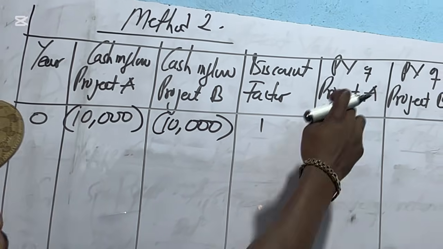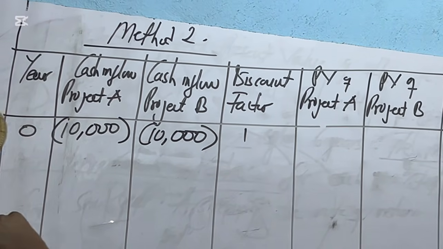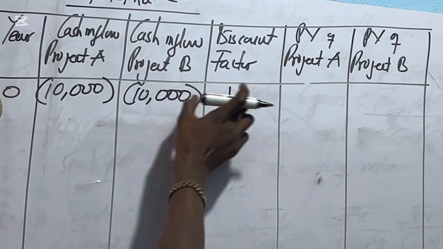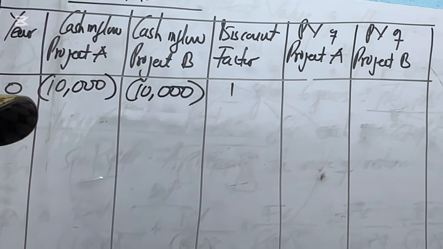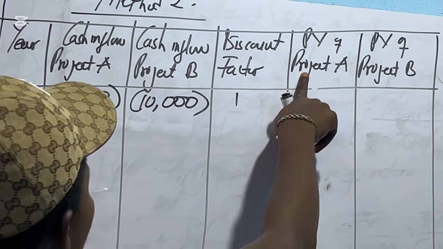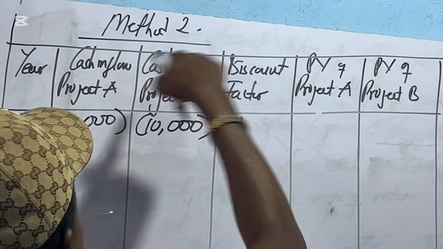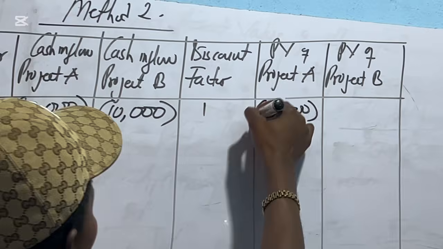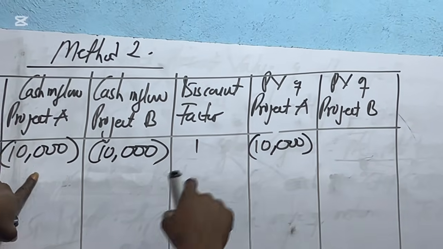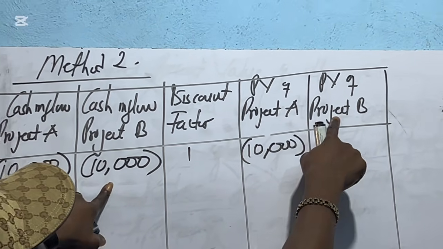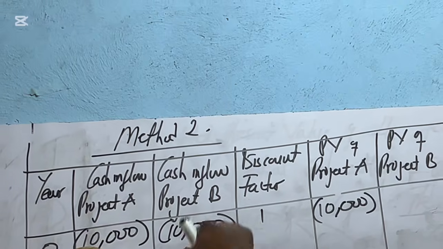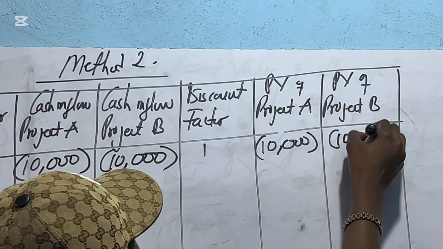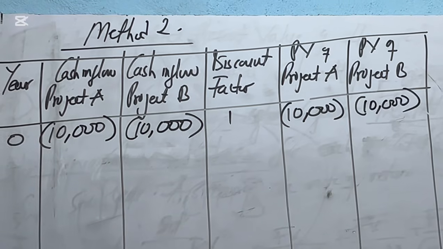How do we find the present value? To find your present value, you multiply your discount factor by the cash inflows. So the present value of A is 1 times this, which will give you still 10,000, but since it's negative, we put the bracket here. The present value of project B is still 1 times the figure you see here, which is 10,000, but since it's negative, we have it here like this.